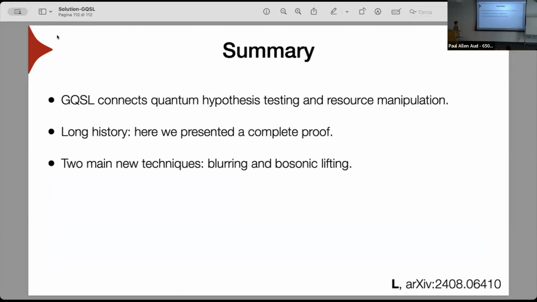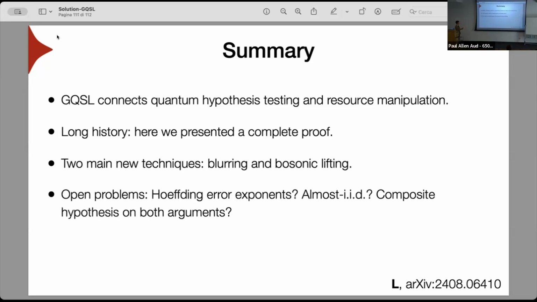I want to conclude with a summary. I hope I convinced you that this GQSL, the generalized quantum Stein lemma, connects quantum hypothesis testing and quantum resource manipulation in a very fundamental way. It has a long history, and here we have one of the complete proofs out there. The two main techniques that I introduced are blurring and this bosonic lifting operation, which is a bit mysterious.